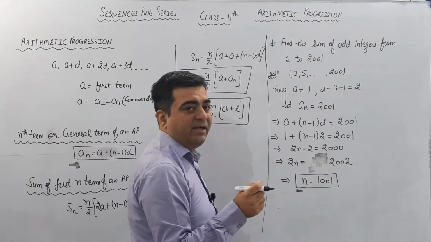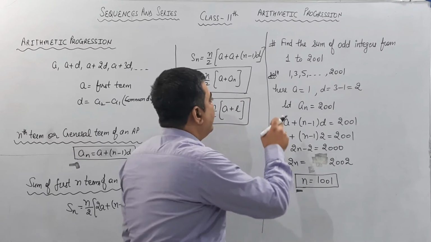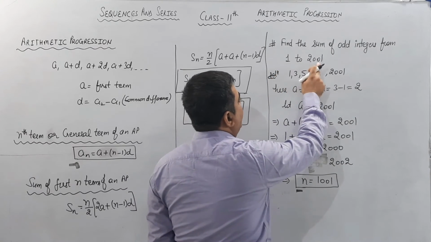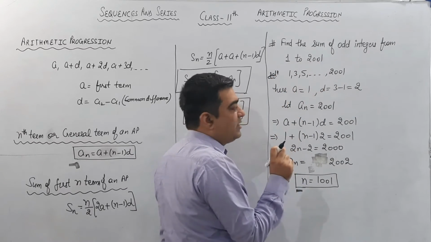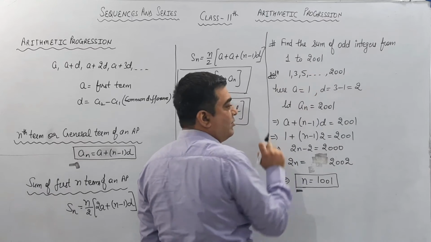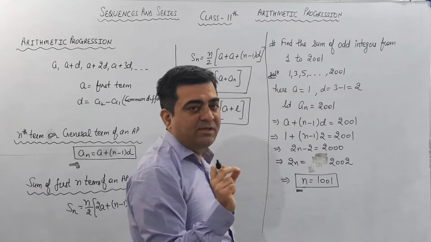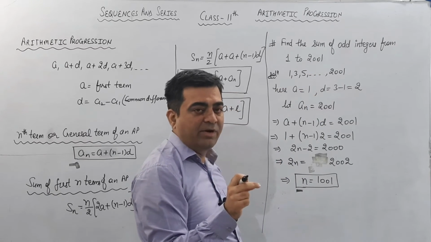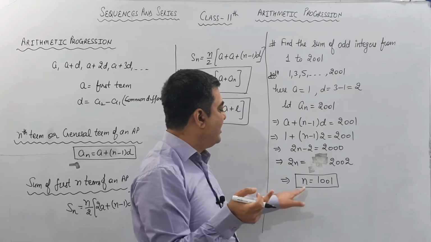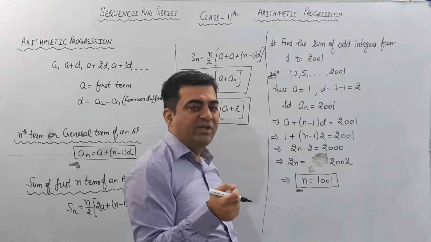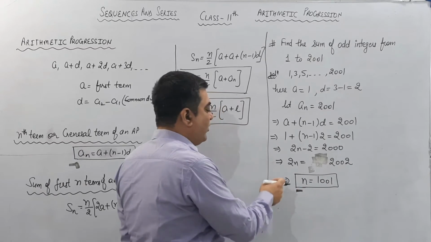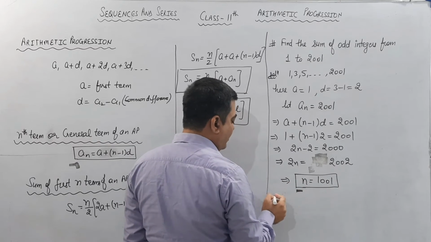You can write directly if you want. Here total terms are 1 to 2001, 2001 terms. From 1 to 2000, 1000 terms are even and 1000 are odd, and 2001 is odd. Then total odd terms are 1001. We want to find the sum of first 1001 terms.